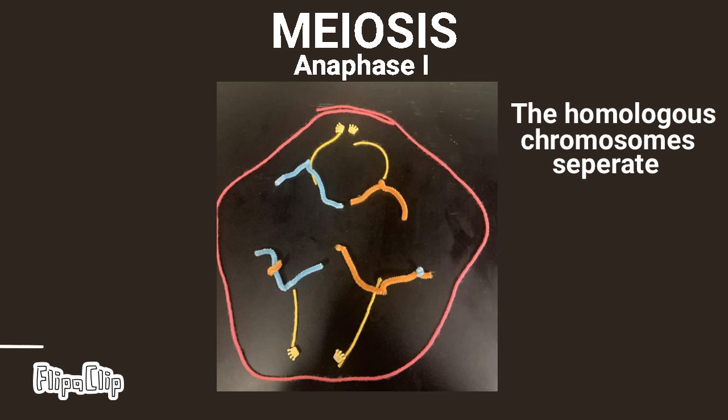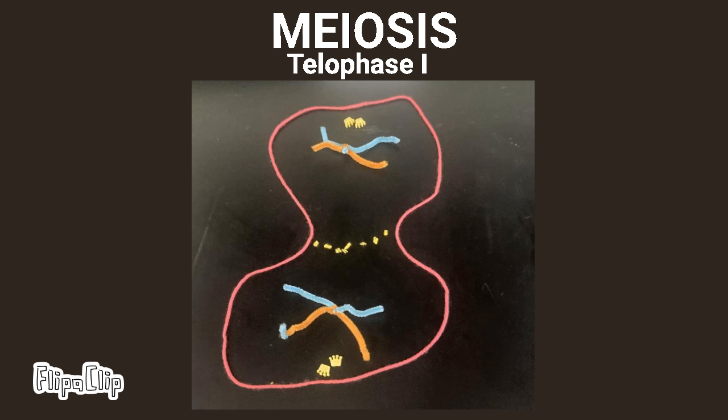During telophase, each pole has a haploid, or n, set of chromosomes. Cytokinesis is ongoing, and two haploid daughter cells are going to be formed. Here you can see the cleavage furrow, which we have dotted with yellow dots.